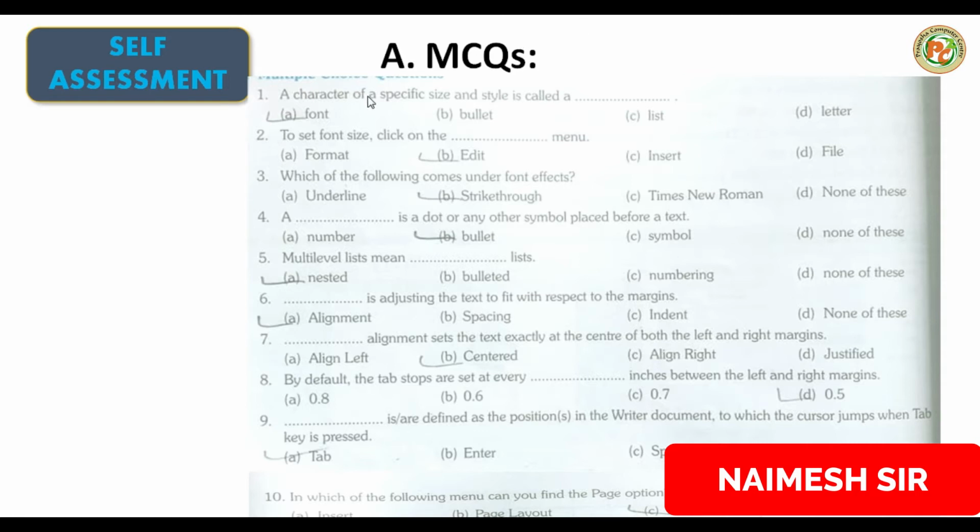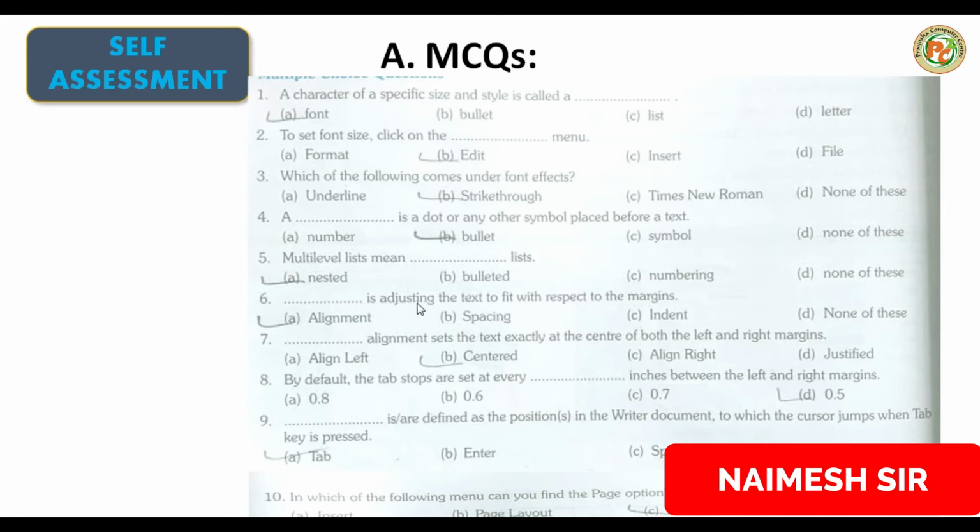A character of a specific size and style is called font. To set font size, click on the Format menu. Which of the following comes under font effects? Strikethrough. A dash, a dot or any other symbol placed before a text is called a bullet. Multi-level list means nested list.